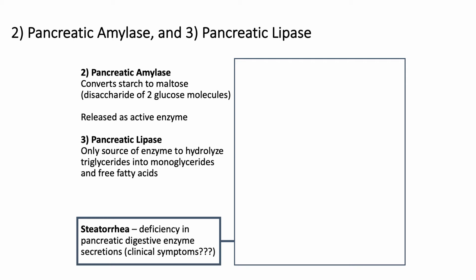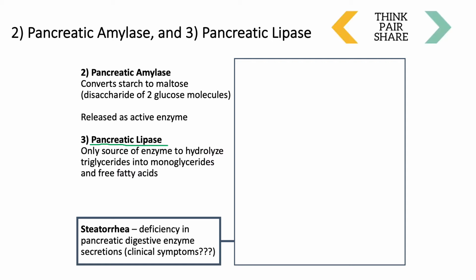Next is pancreatic lipase. Okay. Now this one is extremely important because it's the only enzyme secreted that can completely digest fat. So this occurs within the duodenum, and here we'll break down triglycerides into monoglycerides and free fatty acids, and these can readily be absorbed. Now this enzyme is also secreted in an active form, like pancreatic amylase. Doesn't need activation. It's not going to harm the pancreas.